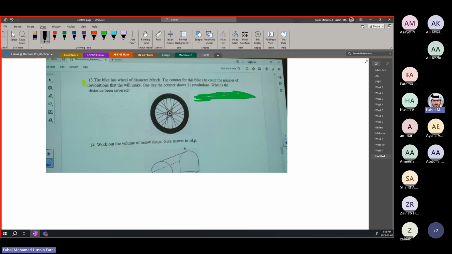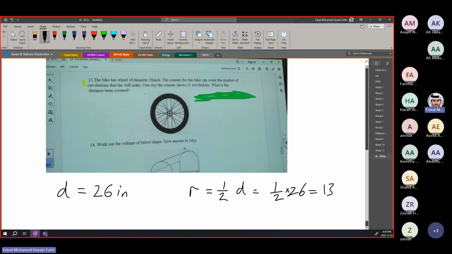This question says the bike has a wheel of a diameter of 26 inches. That means the diameter D is equal to 26 inches. Remember, diameter is not the same as radius. The radius is going to be equal to half the diameter, which is half of 26, equal to 13 inches. Okay, keep that in mind.